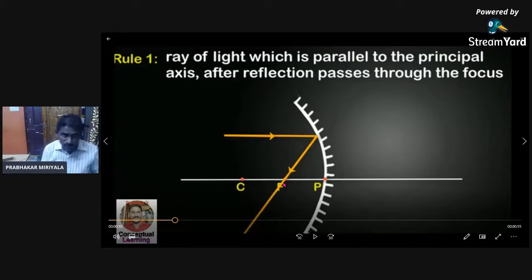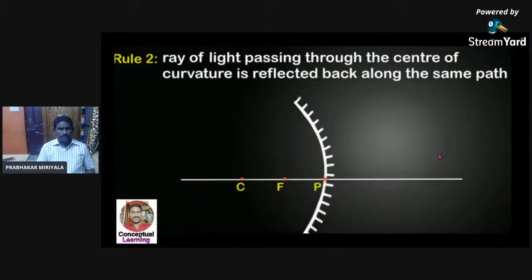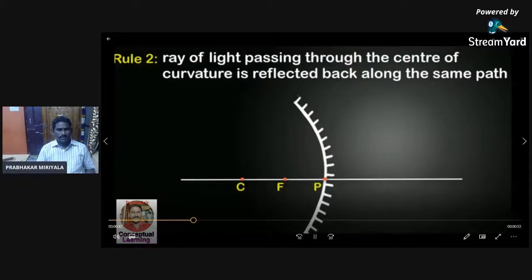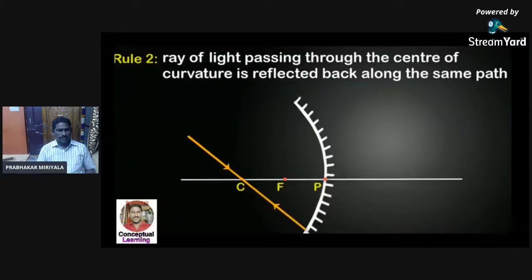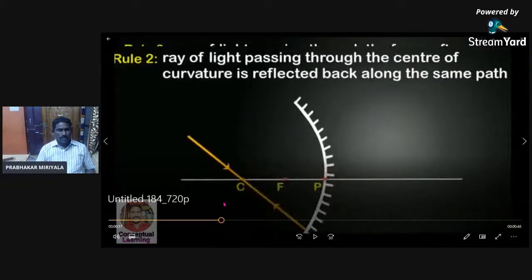Anyhow, the rays which are parallel to the principal axis, after reflection they pass through focus. That is the first rule. Okay, next. Rule 2. A ray of light passing through the center of curvature is reflected back along the same path. So this is rule 2.